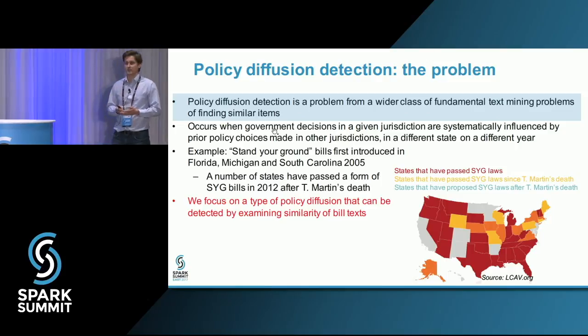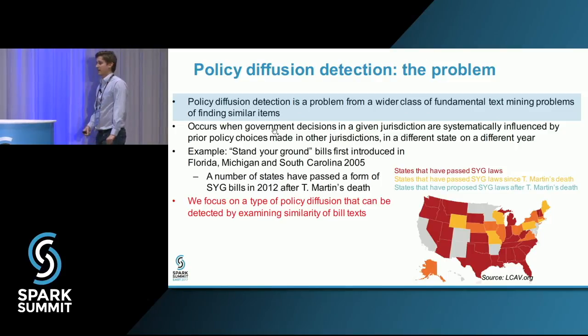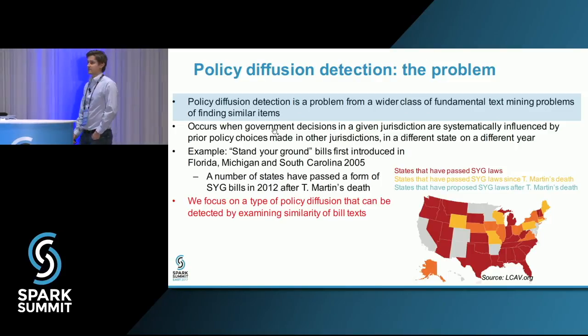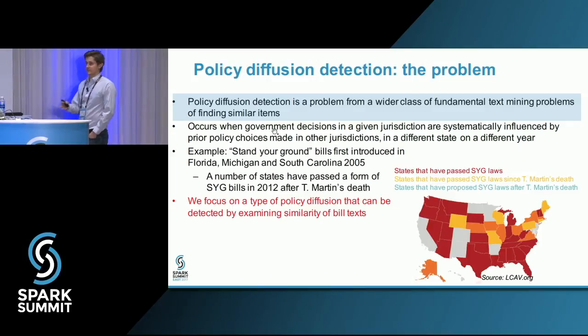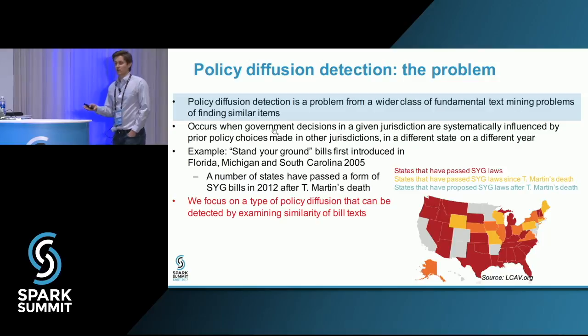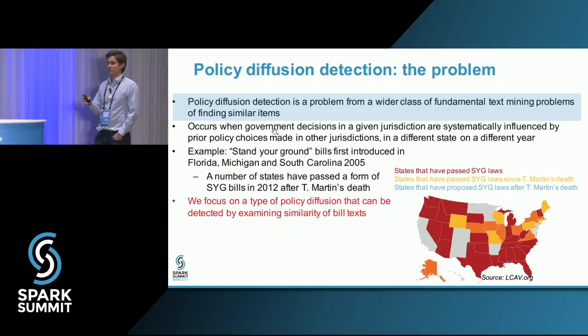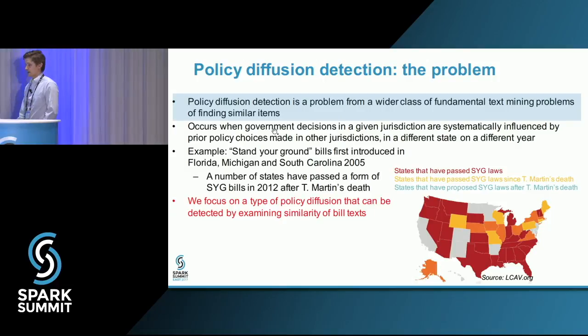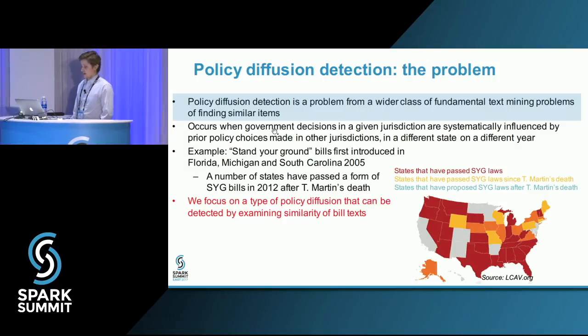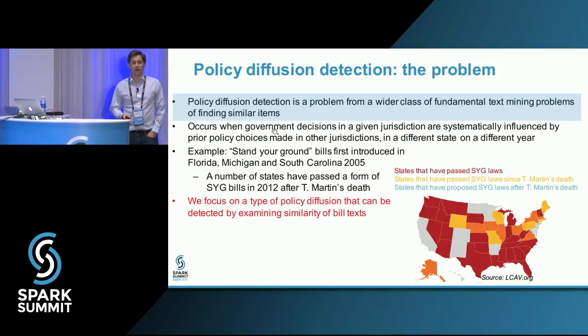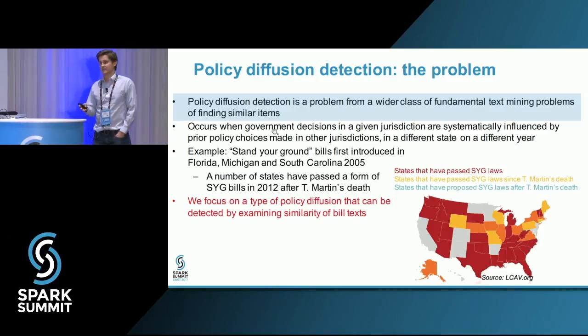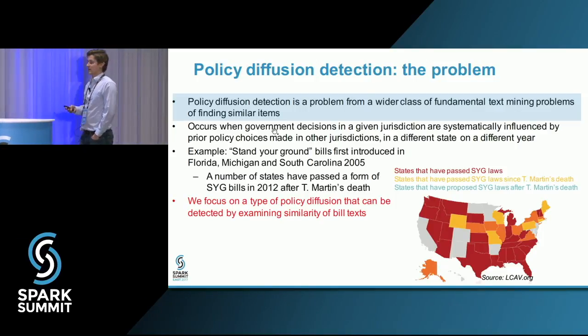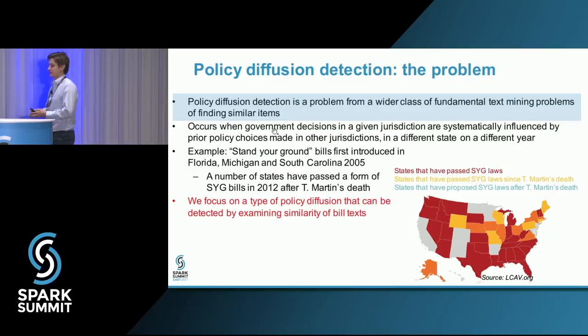Originally, they were introduced in South Carolina, Florida, and Michigan in 2005, and then after an incident involving Trayvon Martin's death, similar types of laws were introduced in pretty much every state, as you can see on the map here on the right. We focus on the type of policy diffusion which can be detected by examining the bill text and calculating its similarity.